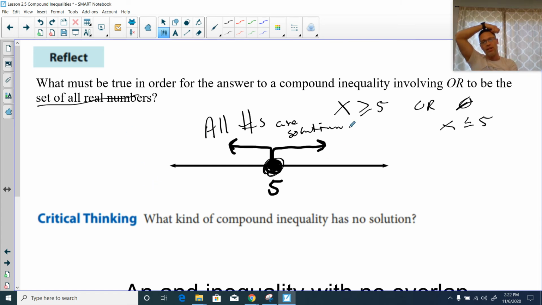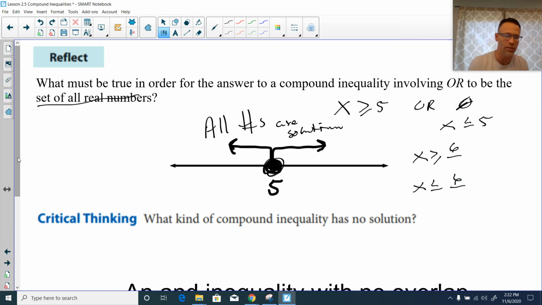You'd have to have an inequality where you have x is greater than or equal to some number, and then x is less than or equal to some number, and have that number be the same, like 6, okay? Then you would have the set of all real numbers.